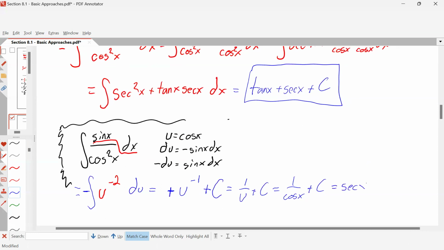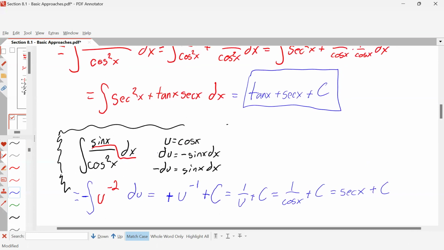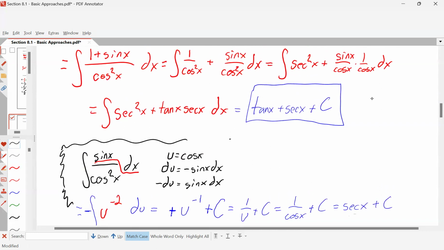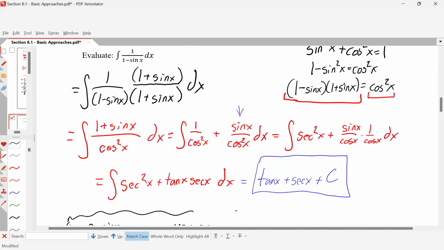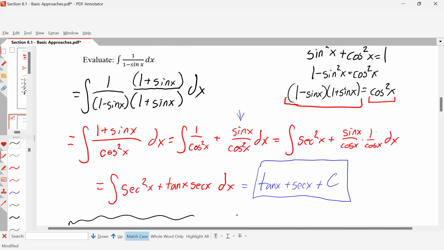So if we hadn't identified that sine over cosine squared was tangent secant, we can still get to the same exact antiderivative by using a u sub. But whichever way we go about it, the antiderivative or the integral of 1 over 1 minus sine x is tangent x plus secant x plus c.